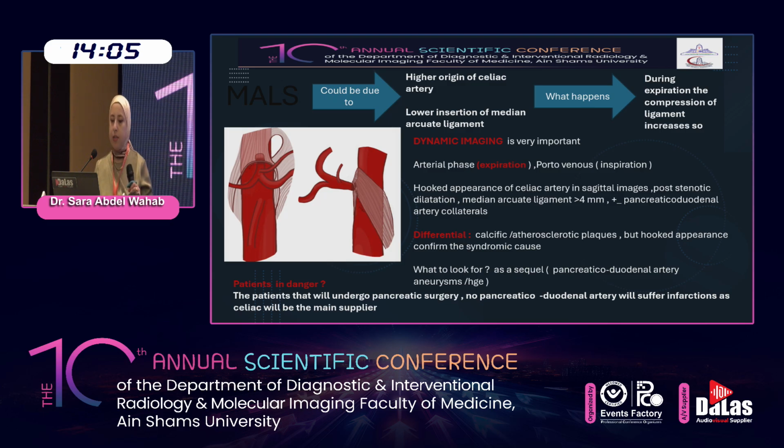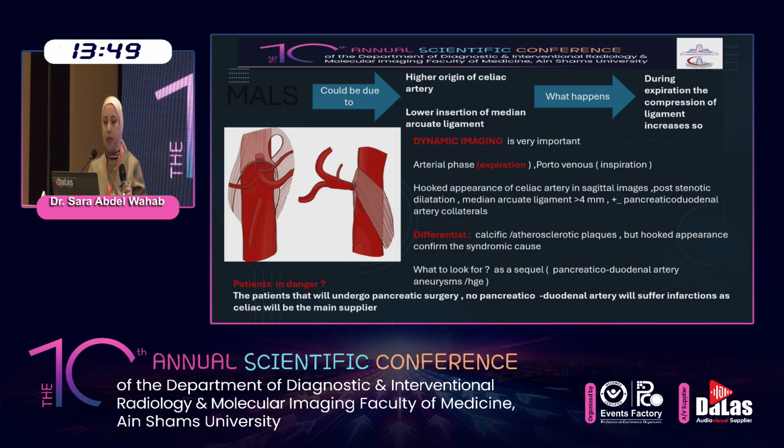Median arcuate ligament syndrome could be due to higher origin of the celiac artery or lower insertion of the median arcuate ligament. What happens? During expiration, the compression of the ligament increases, so we need dynamic imaging, and it's very important.